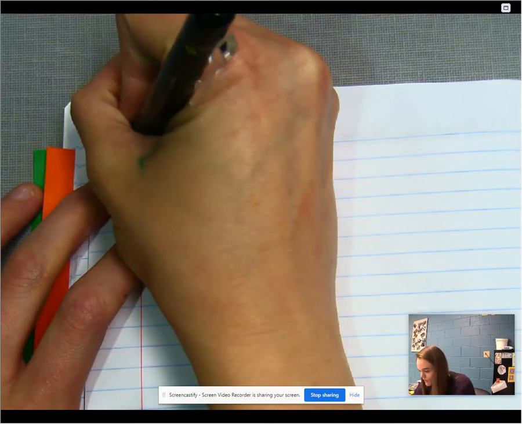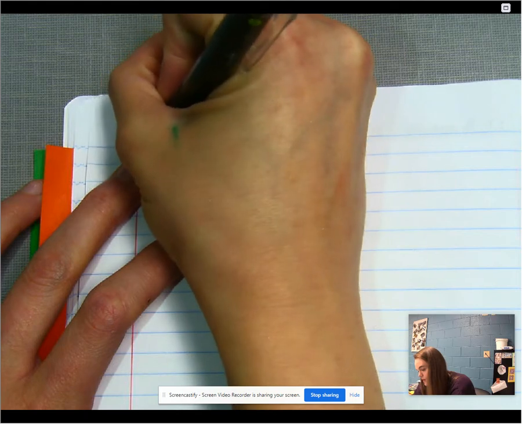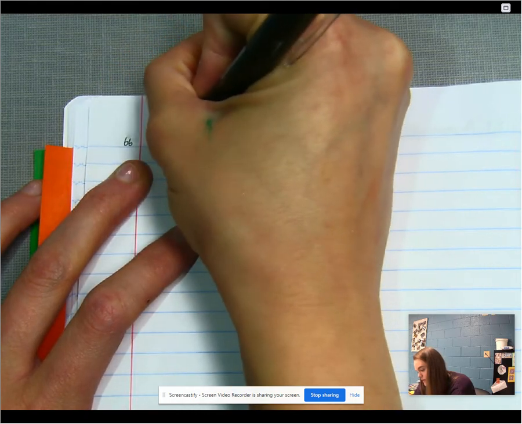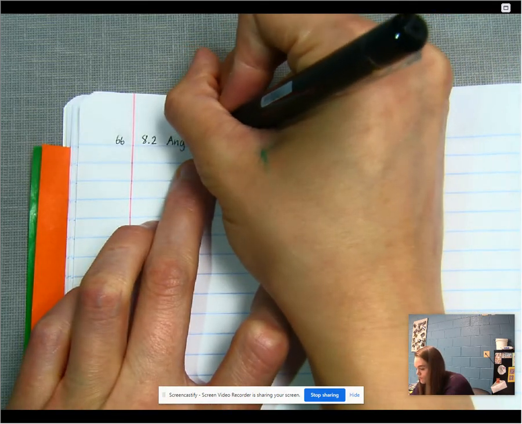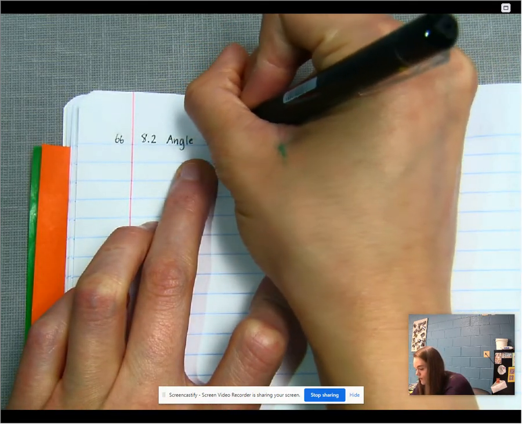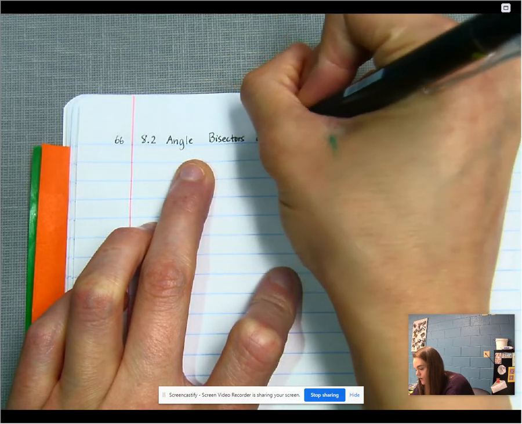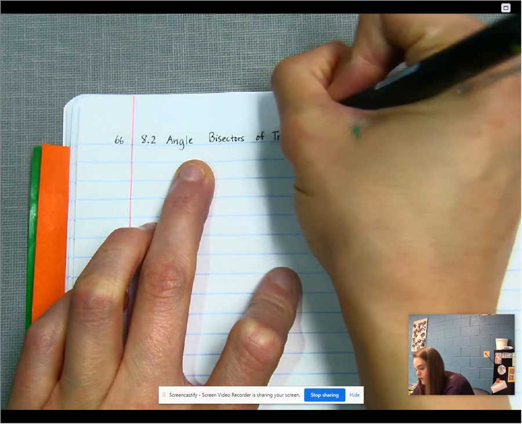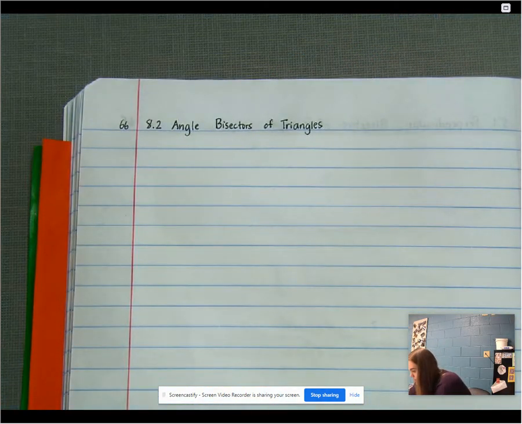So this on page 66 is 8.2, angle bisectors of triangles. Okay, and we're going to label 67 the same thing.